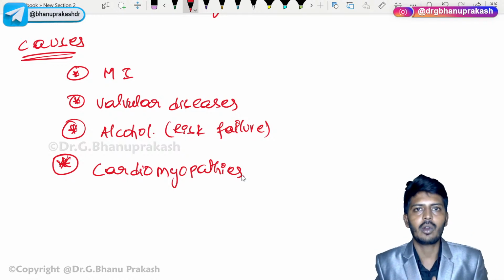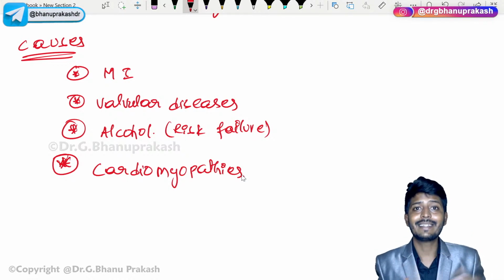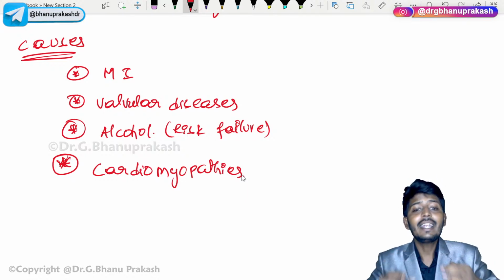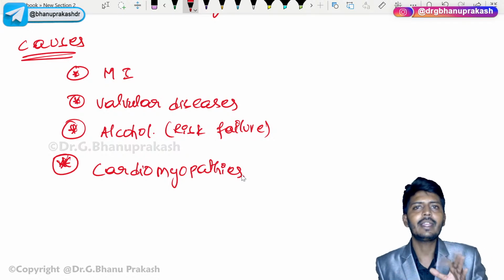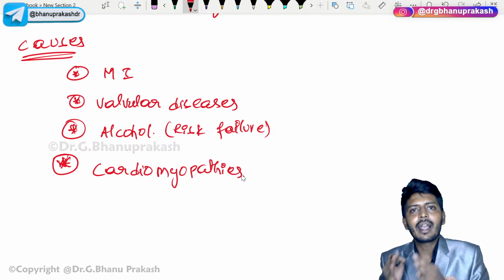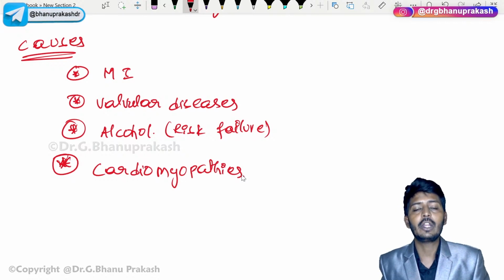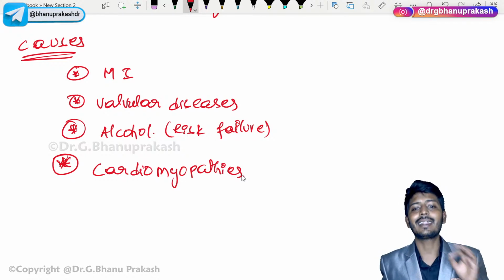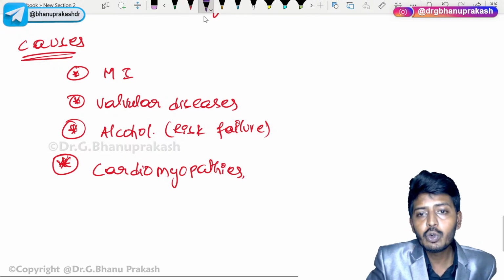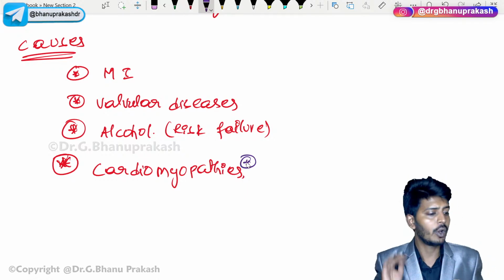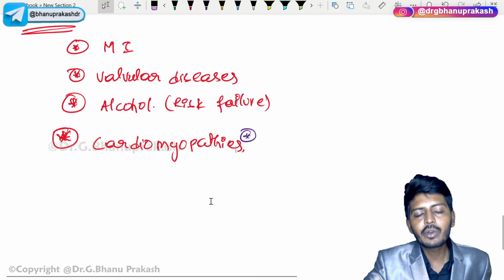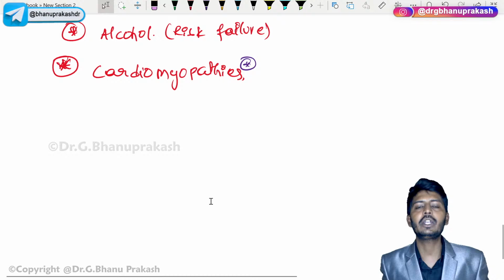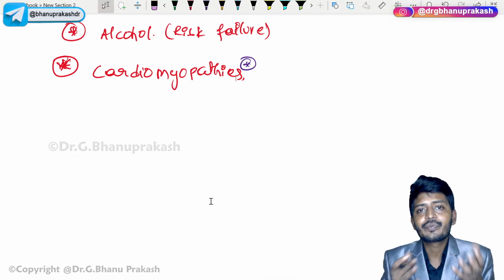If the myocardium is not working, that will lead to cardiomyopathy, such as dilated cardiomyopathy, which we call DCM. This dilated cardiomyopathy can make the patient land up in systolic heart failure. Very important question: congestive cardiac failure caused as a result of dilated cardiomyopathy usually lands up in systolic heart failure. Please pay attention here. Now once we have discussed cardiomyopathy causing heart failure, let's go to the other important factors.